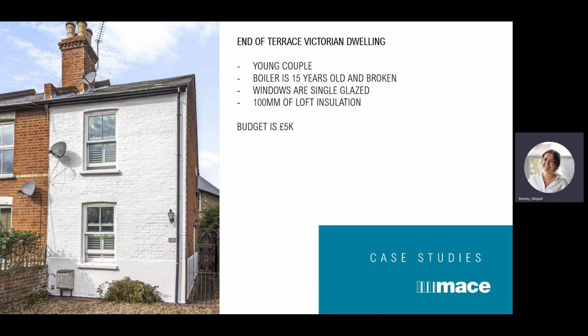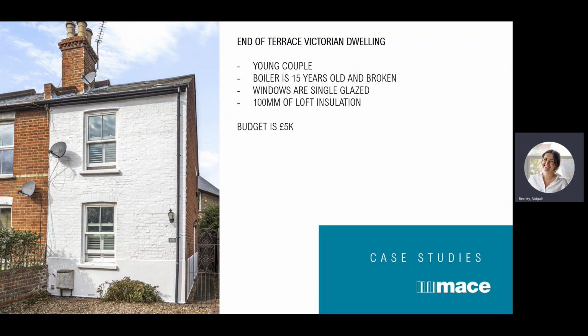We could look at the single glazed windows, like obviously not the best performing windows. We don't know if draft proofing in this instance could be sufficient. We don't really know. But we do know that the budget is only £5,000, and for £5,000, new windows and external wall insulation aren't going to be viable measures.